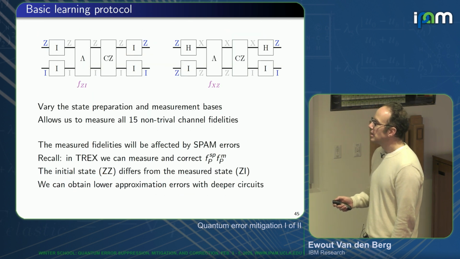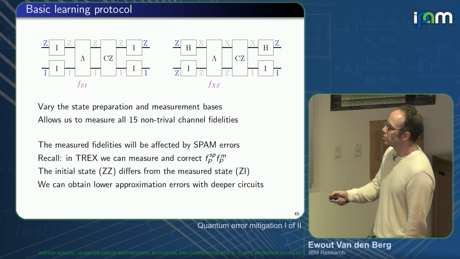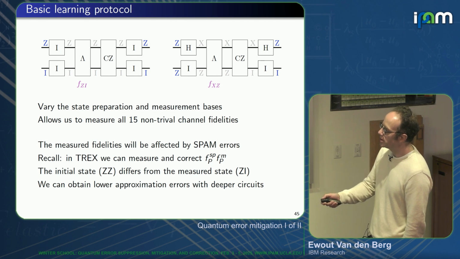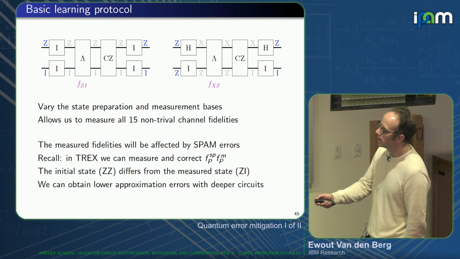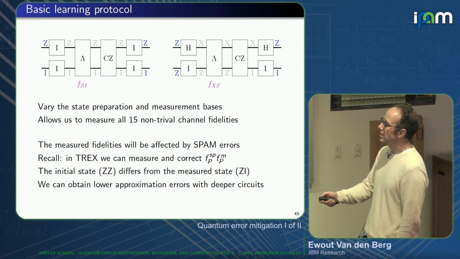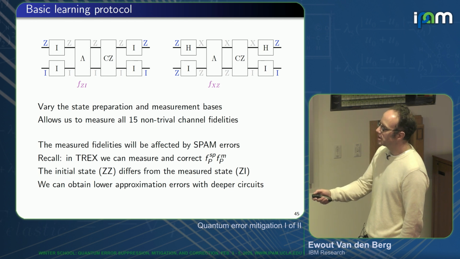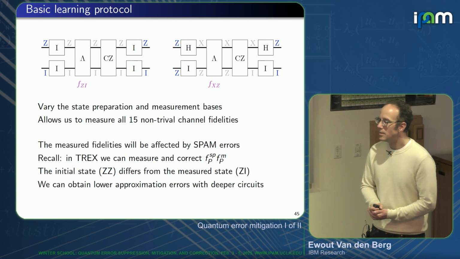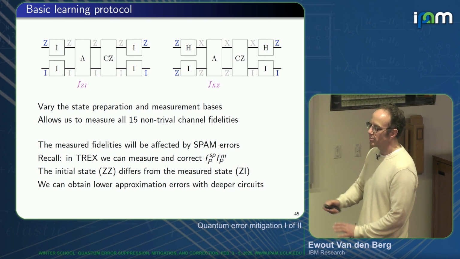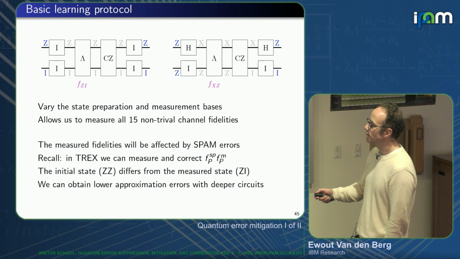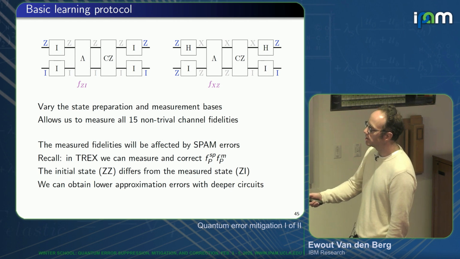Right? So the basic learning protocol, for example, is you start with ZI, you don't change the basis here, so just apply identity gates or you just don't do anything. You get your ZI, you have a noise channel, you have a fidelity. ZI is invariant under CZ, so it just maps to ZI. So that means that if you would measure this, modulo state preparation error and measurement error, you would exactly measure the fidelity of this channel for the ZI.